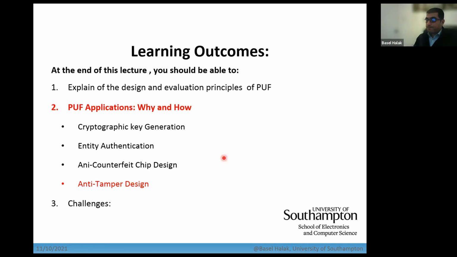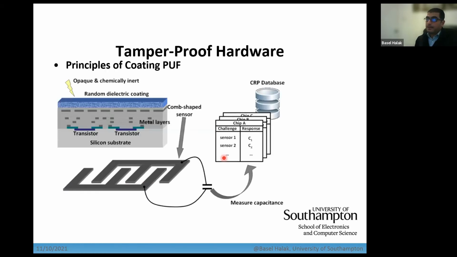The fourth application of PUFs that I would like to discuss, and this is also pretty much in use now by some companies, is anti-tamper. In this case, there's a certain product, especially high-end products that can be used in defense applications, that needs this sort of protection. They need to detect whether anybody is trying to physically tamper with them.